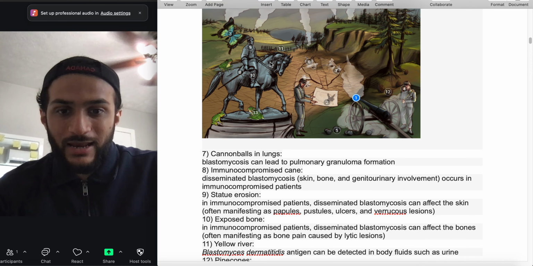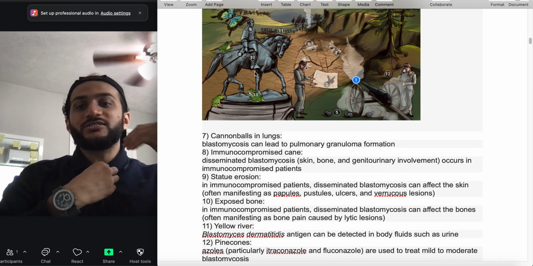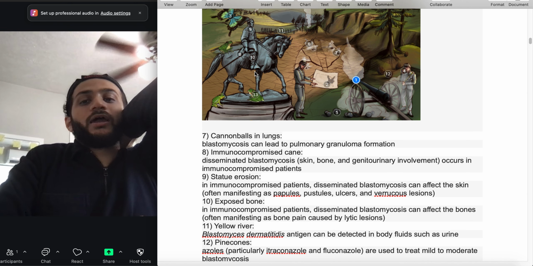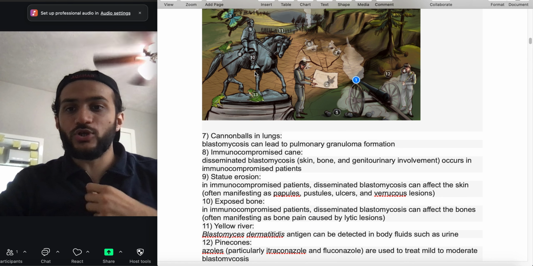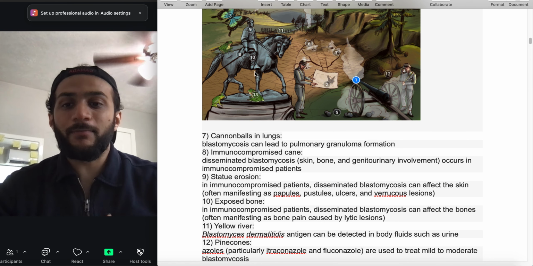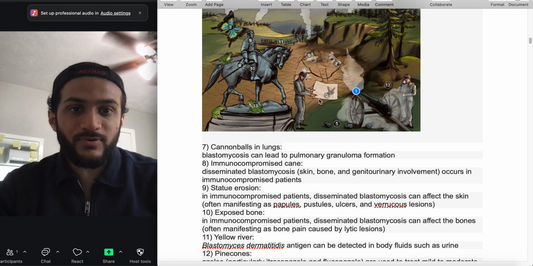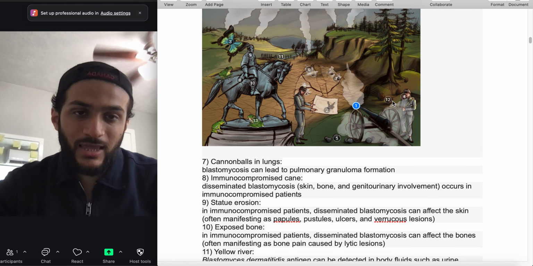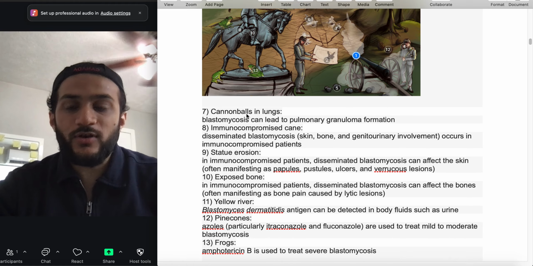Then we have over here 11, which is going to be the yellow river. So it can be detected in body fluids such as the urine, very similar to histoplasma capsulatum. It can be detected in the body fluids, for example the urine or anything like that. Okay, and then over here we have the pike cones. We have the same pike cones as previously, so we know this is going to be the azoles, and the last one is going to be the frogs, amphotericin B, for disseminated disease.